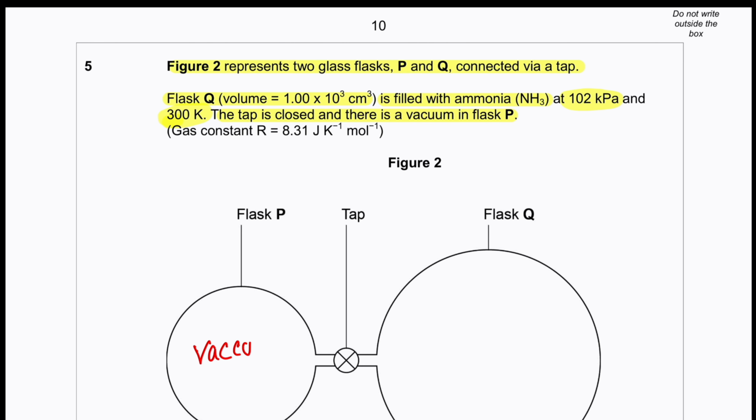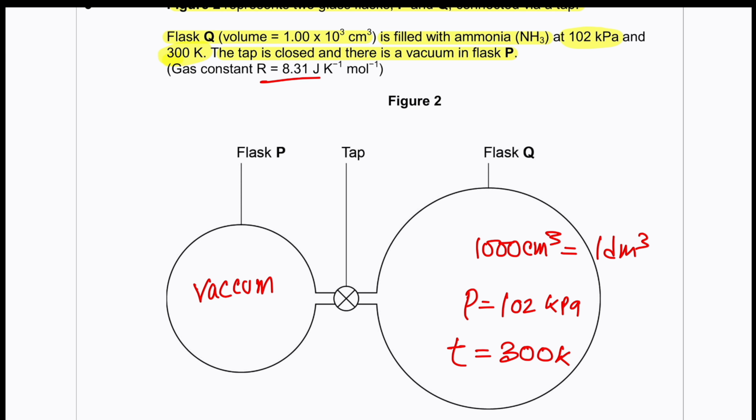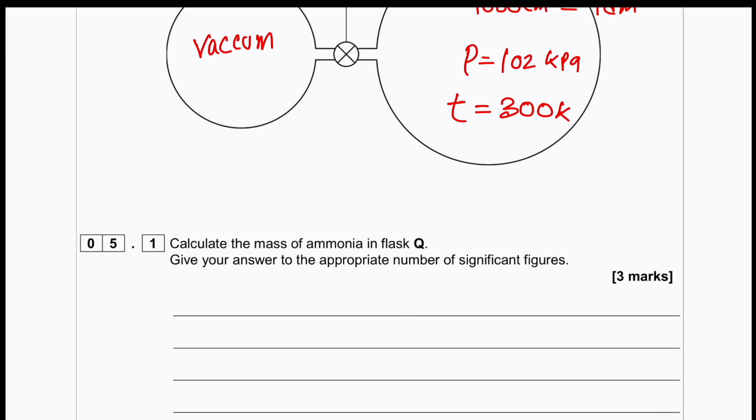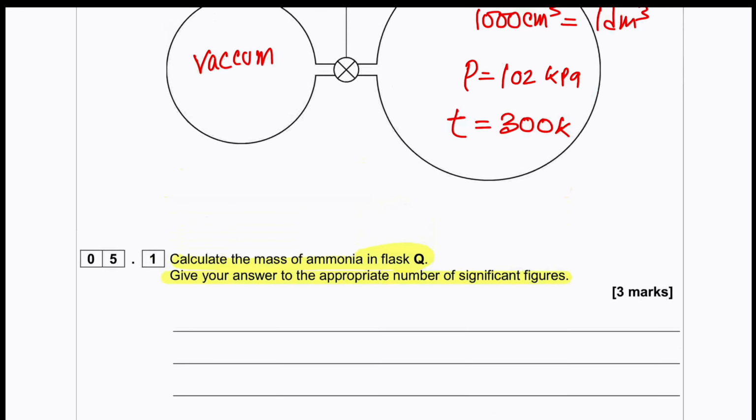So let's label the things. We have a vacuum here and flask Q has a volume of 1000 cm³ or 1 dm³. The pressure inside here is 102 kilopascal and the temperature here is 300 Kelvin. The tap is closed, there is a vacuum and the gas constant is given as 8.31 joule per Kelvin per mole. Now the question says calculate the mass of ammonia in flask Q. Give your answer to the appropriate number of significant figures.